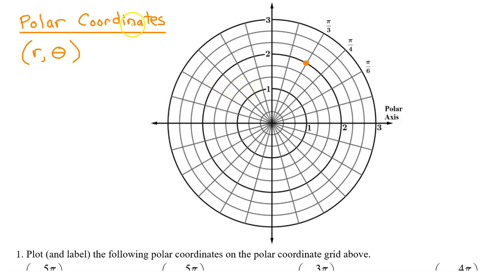Anyways, polar coordinates are in the form r, theta, where r is the displacement from the origin. So for this example, the r value would be 2. And theta is the angle whose terminal side passes through the point. In this case, theta would be pi over 3. Having said that, there are multiple ways to name the same angle using polar coordinates.